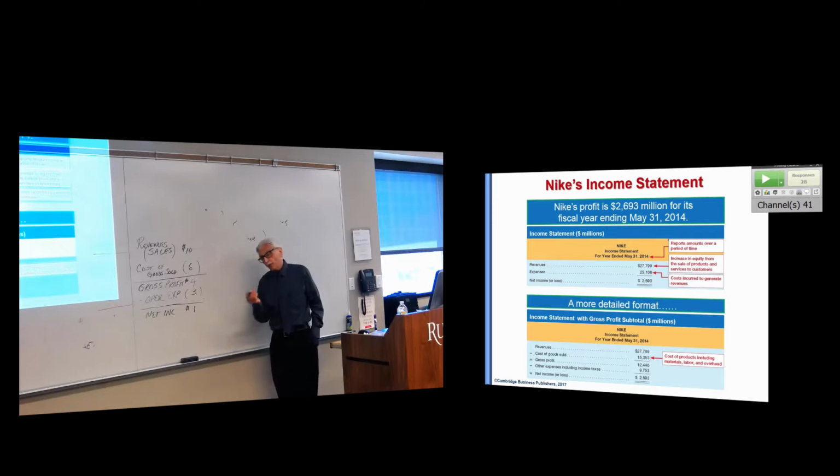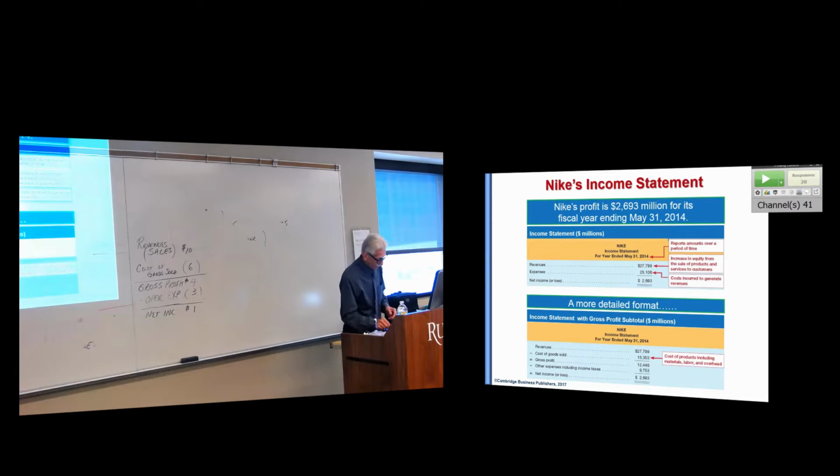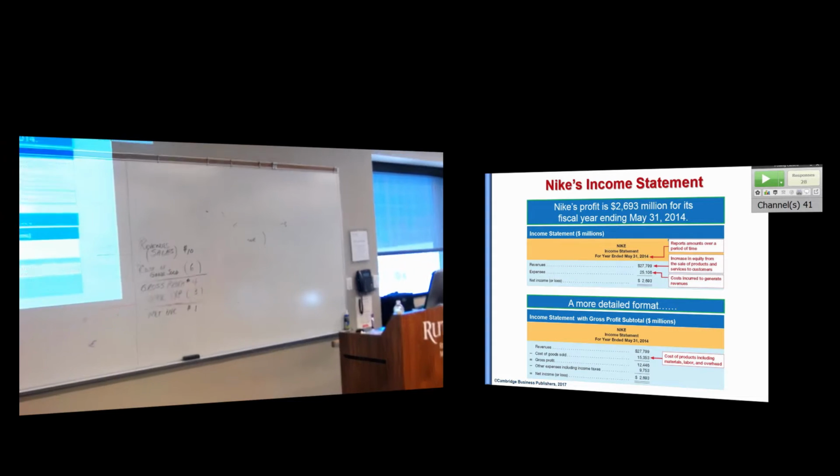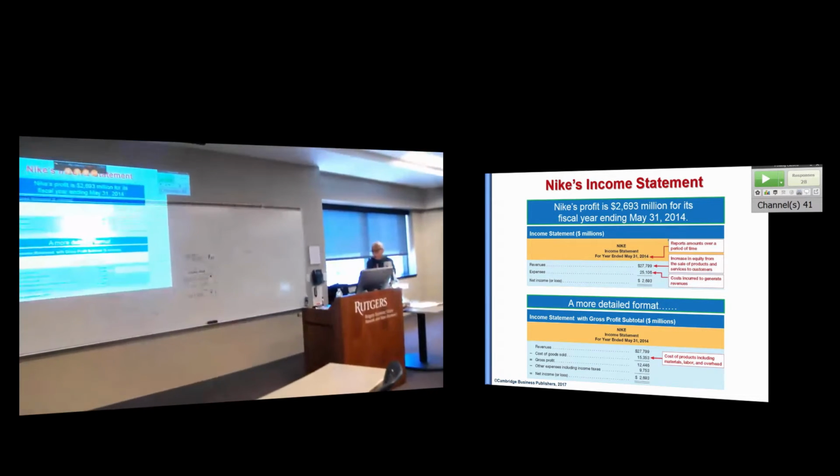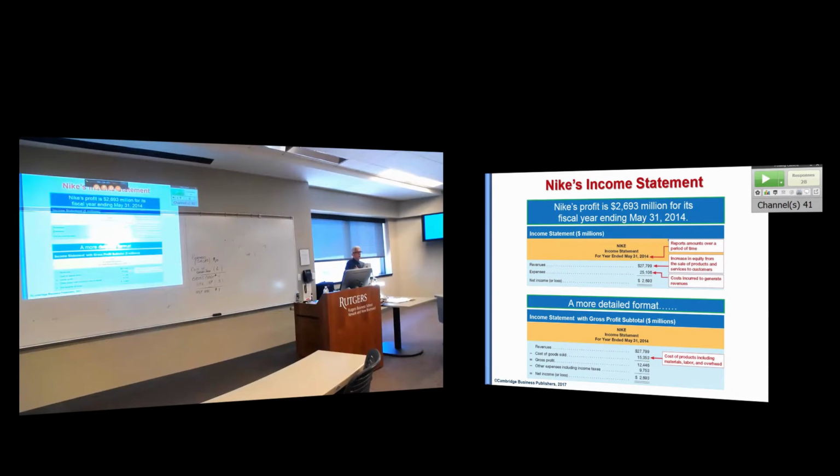Sometimes we put this in percentage terms, but we'll do that a little bit later. So gross profit is a key measure of profitability. It tells you how much of your sales remain to cover your operating expenses. So what if your cost of goods sold kept going up? How could you stay in business? What would you have to do?